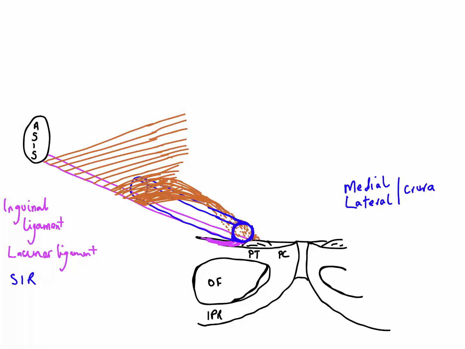Internal oblique, in orange, I'll just mark it here I-O, internal oblique, forms the anterior wall of the lateral third of the inguinal canal, and then it forms the roof, and then it forms the posterior wall.